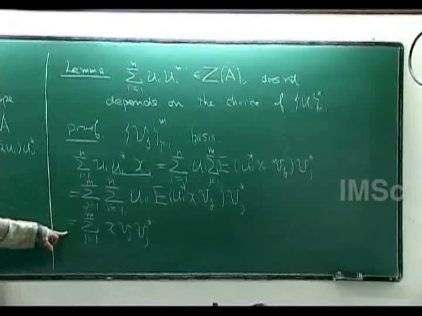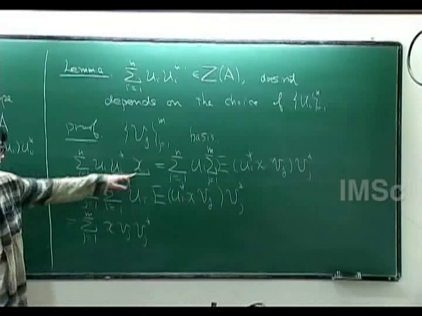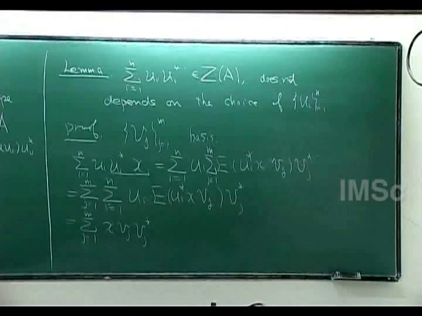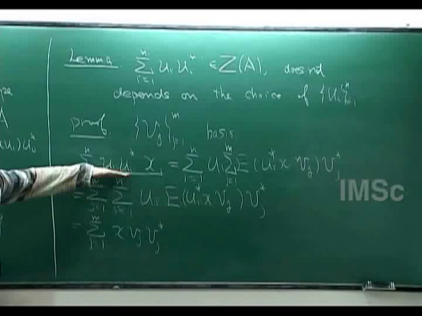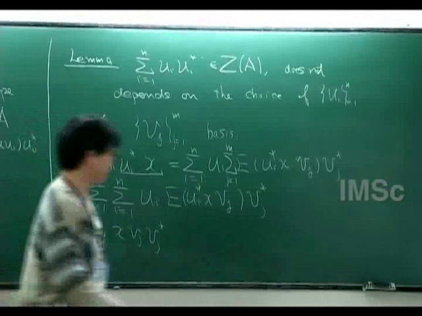If you put x equal to 1, then it gives you that this summation is the same as the summation here. So this element doesn't depend on the choice of the basis. And once you know that, then this equality means that this summation is in the center of A. Okay. It's a really easy computation.